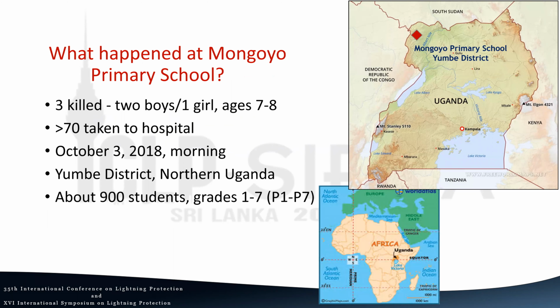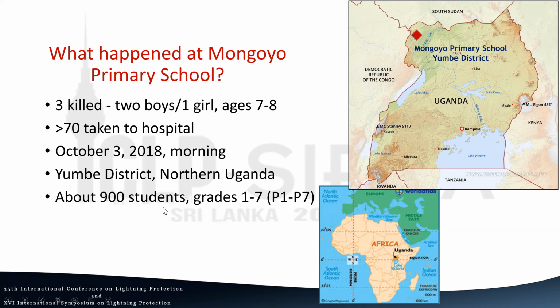So what happened there? First of all, this school is in the northwestern corner of Uganda. Uganda is in the southeast, east central part of Africa. Mongoyo is up near the border of South Sudan and the Democratic Republic of the Congo in the Yumba district. Three children were killed, 2 boys and 1 girl, ages 7 to 8, and over 70 were taken to the hospital. This happened in the morning of October 3rd, 2018.